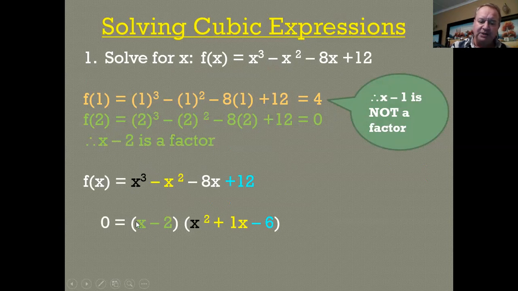Now I've got x minus 2. I need to find out what the other expression is. So x minus 2 times what will give me x cubed minus x squared minus 8x plus 12? Let's have a look. I'll explain that now.